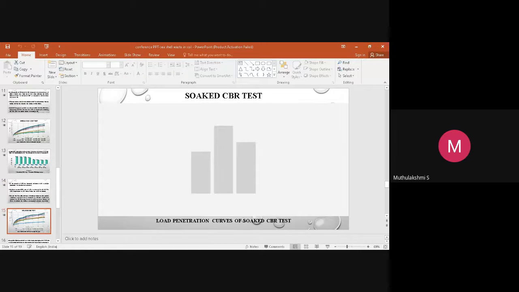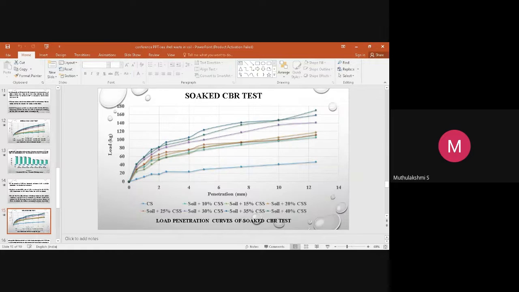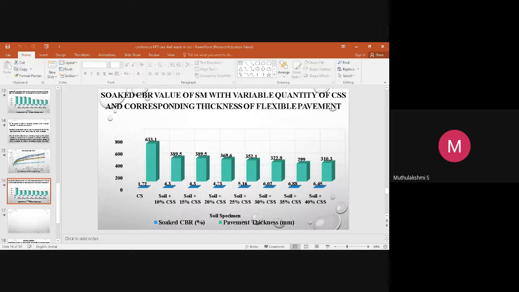Similarly, the soaked CBR test was carried out. These are the load penetration curves obtained for different soil samples. A maximum soaked CBR strength of 6.88% was achieved for soil with 35% crushed seashell waste, and a pavement thickness of 299 mm was calculated as compared to 633 mm calculated for virgin soil.